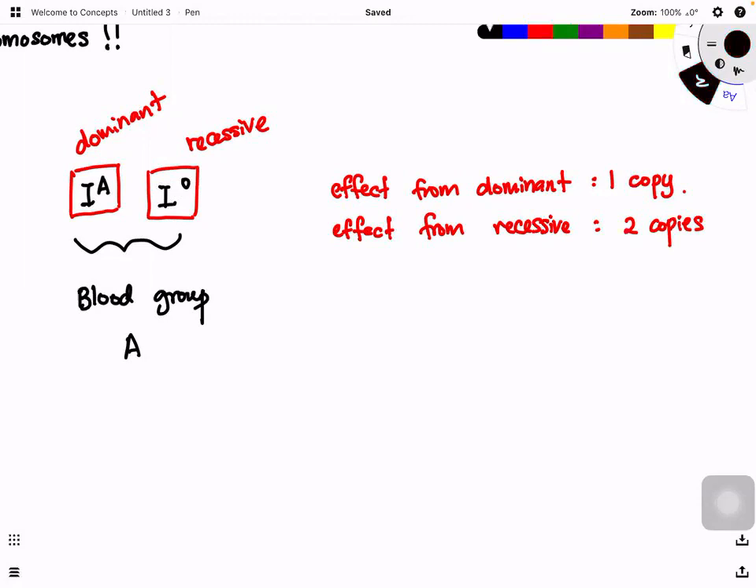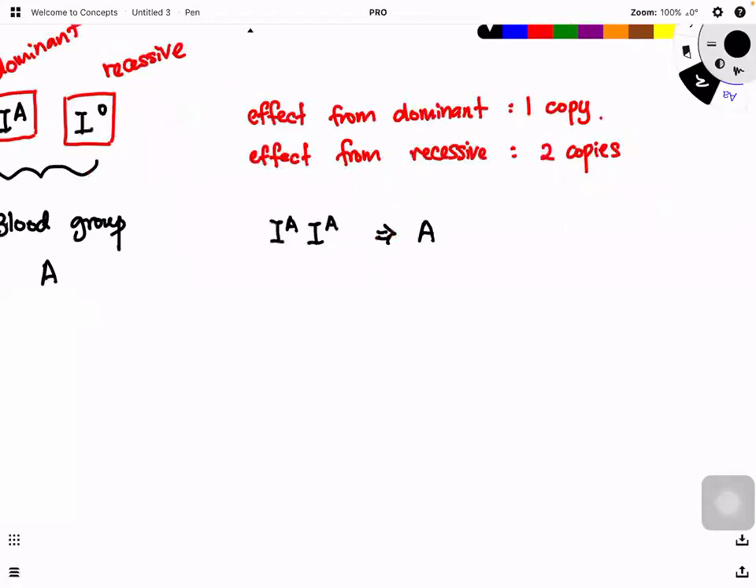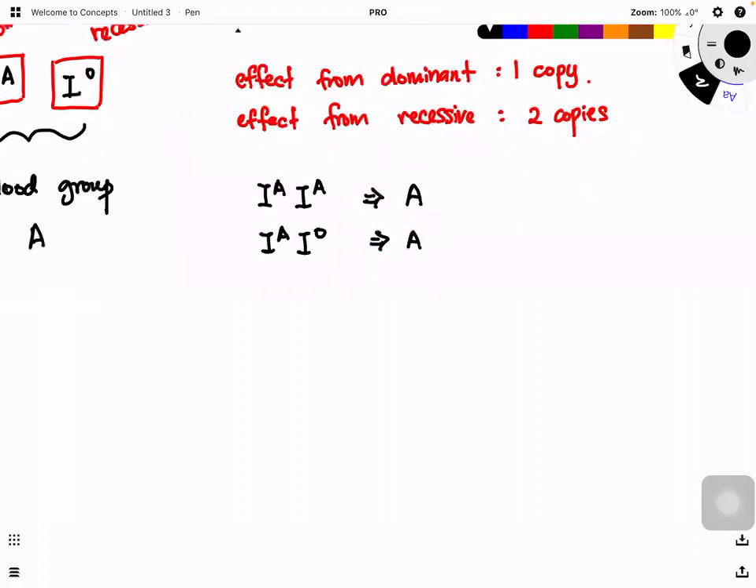So in this case, if I put IA and IA together, no problem, you will always get blood group A. Correct or not? Because they are the same allele, so they are expressed. If I put IA and IO together, we still get blood group A because the effect of the dominant allele IA masks the effect of the recessive allele IO. Can you see that?